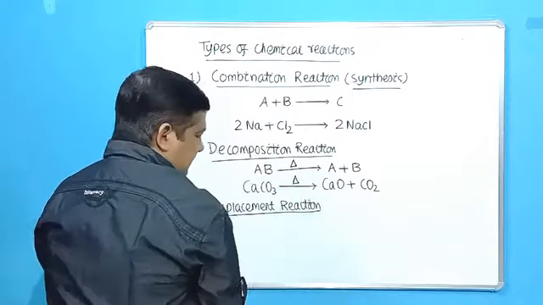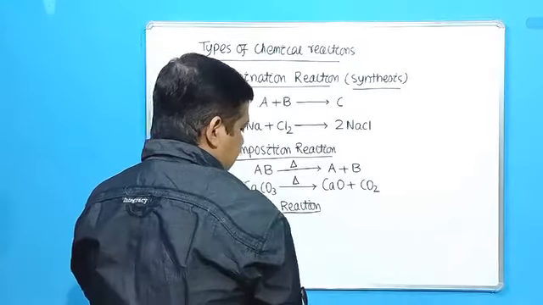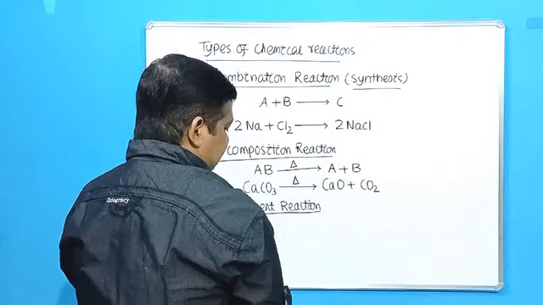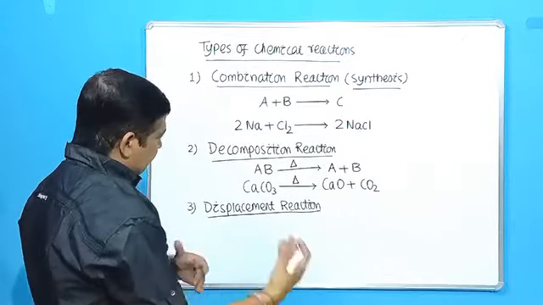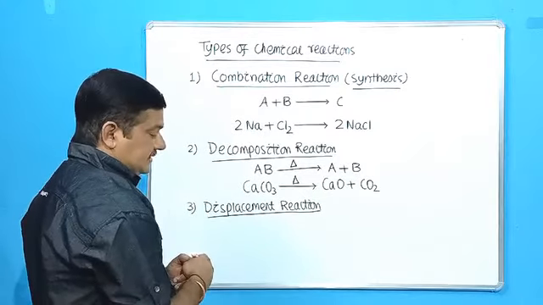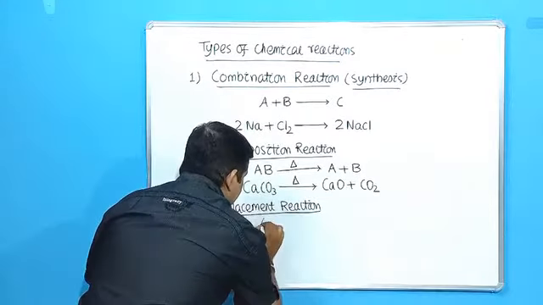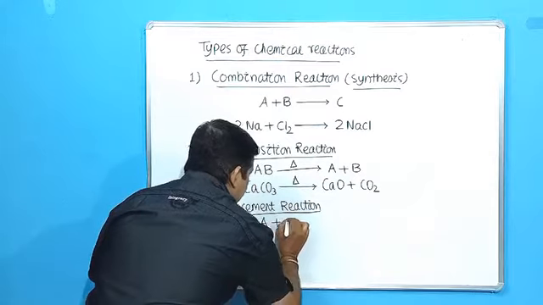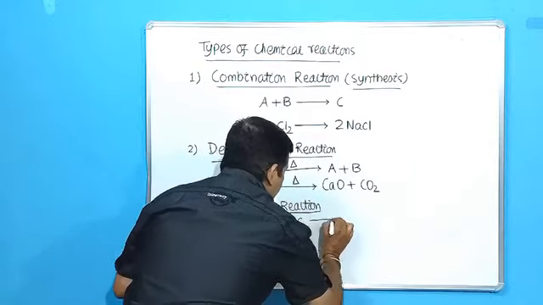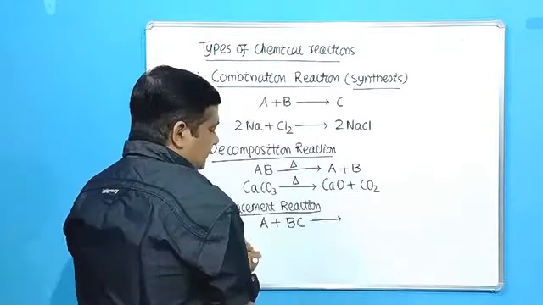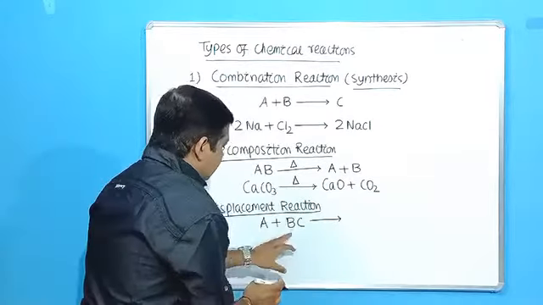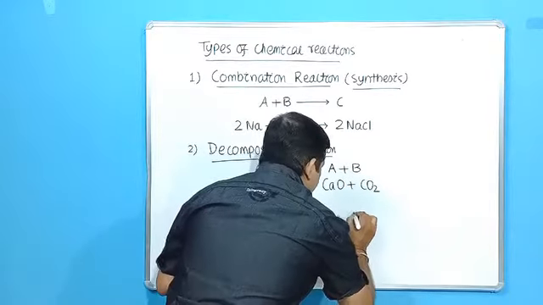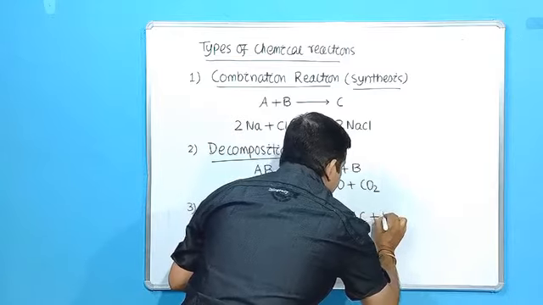So here what will happen? A reaction in which one element displaces another similar element in another compound is called a displacement reaction. That means suppose A plus BC, then what will happen? Now one of these will be replaced. B will be replaced by A. So AC plus B.